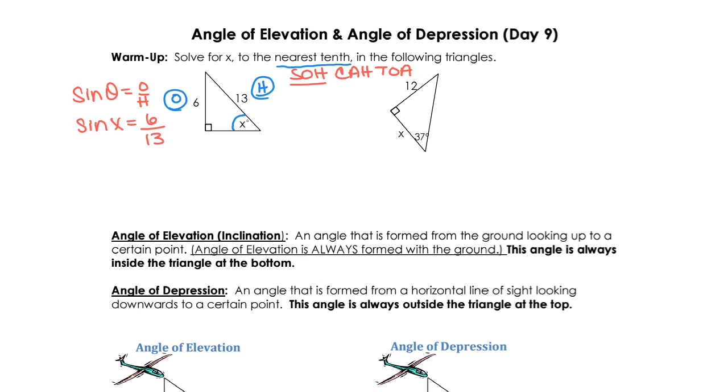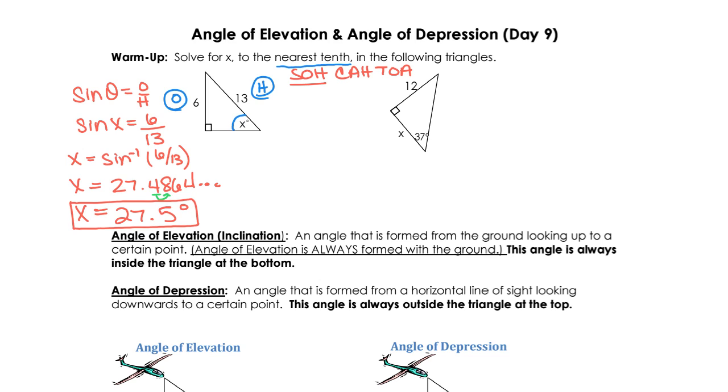Watch out, we're solving for an angle. So x equals sine inverse of 6/13. Type it in our calculator. 27.4864... To the nearest tenth, that's the 4, but look next door, and that's going to round it up, and we'll say 27.5. And that's an angle, so degrees.